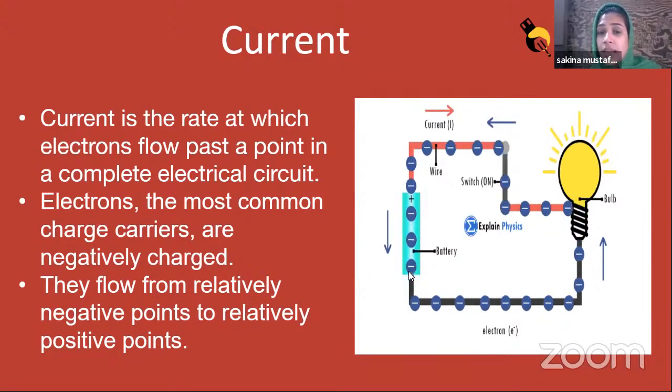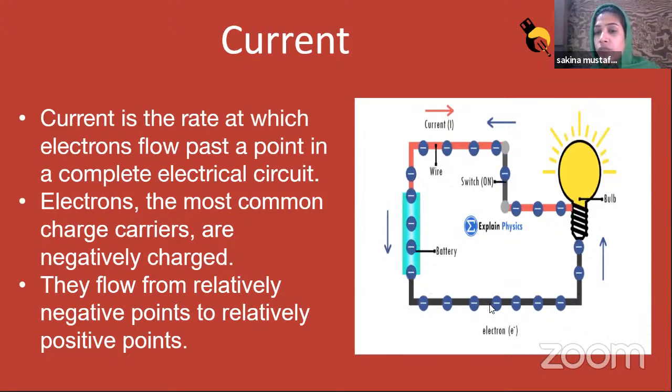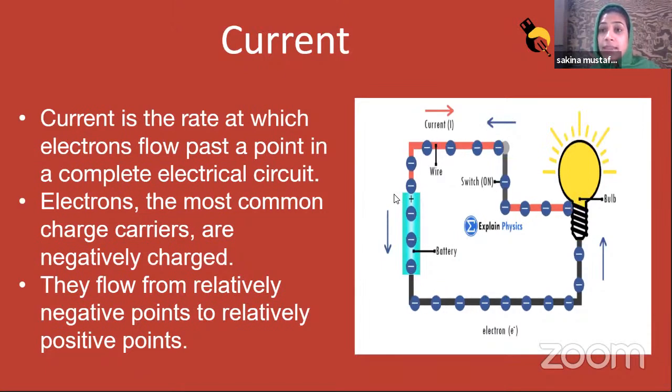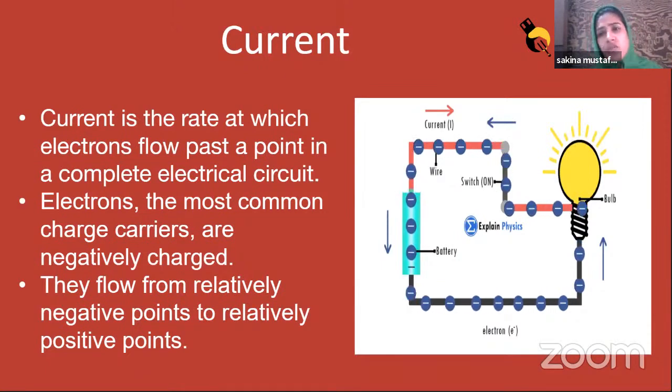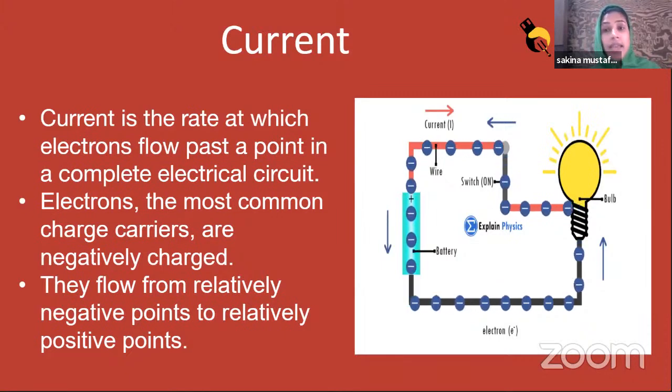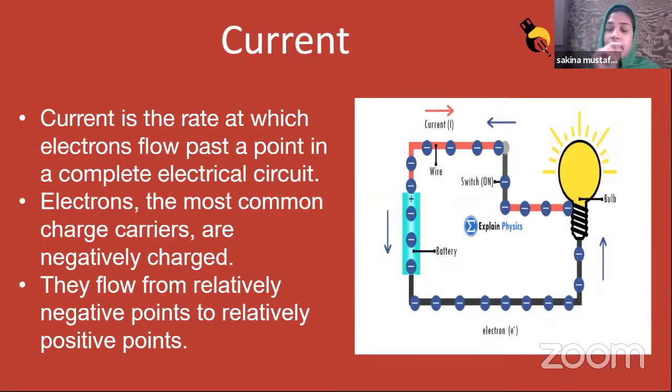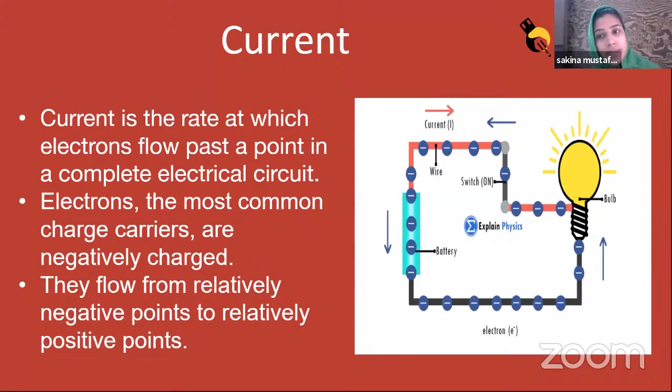We discussed already that the electrons flow from the negative towards the positive. So it flows from the cathode to the anode. Here we can say from the negative points to the relatively positive points. So the current is the rate at which the electrons flow past a point in a complete circuit. The rate at which the electrons are flowing is known as the current.